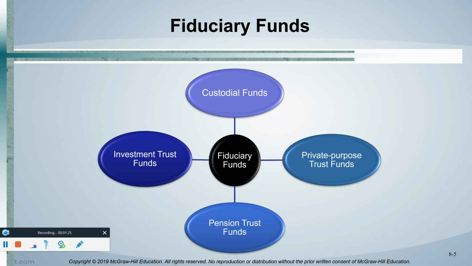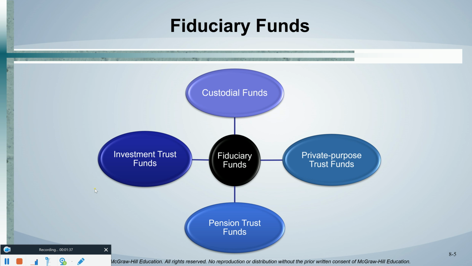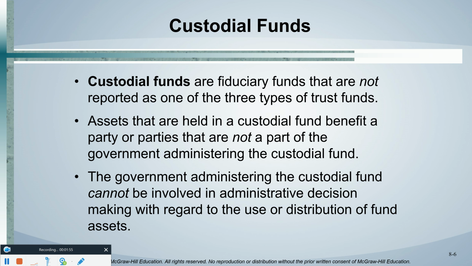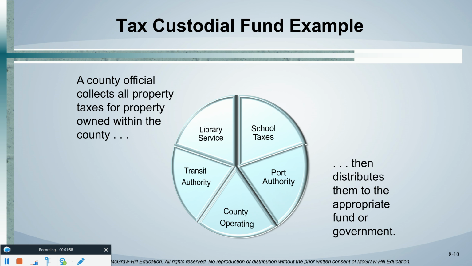There are various types of trust funds. We have investment trust funds, we have private purpose trust funds, and we also have pension trust funds. And as the names of the trust funds would make you believe, these are trusts for managing investments for somebody else, managing a private purpose for somebody else, and managing a pension for somebody else, most notably the current retirees and current employees of that particular government. Okay, so let's go through custodial funds first.